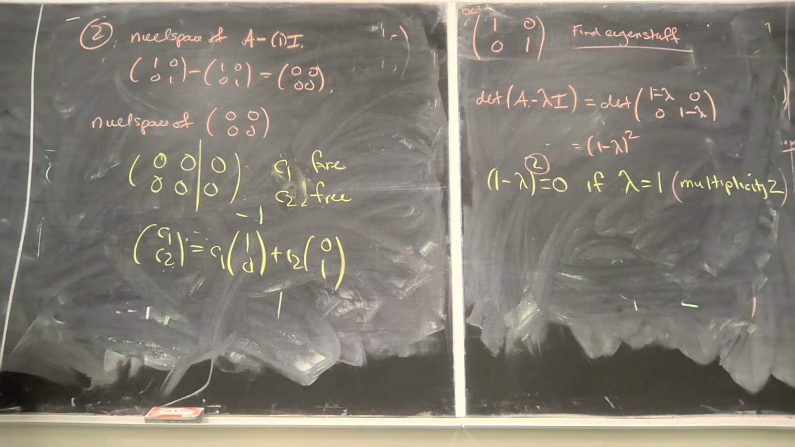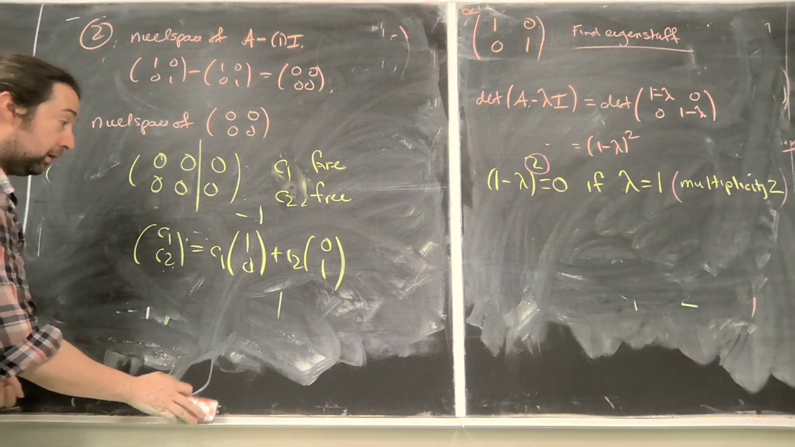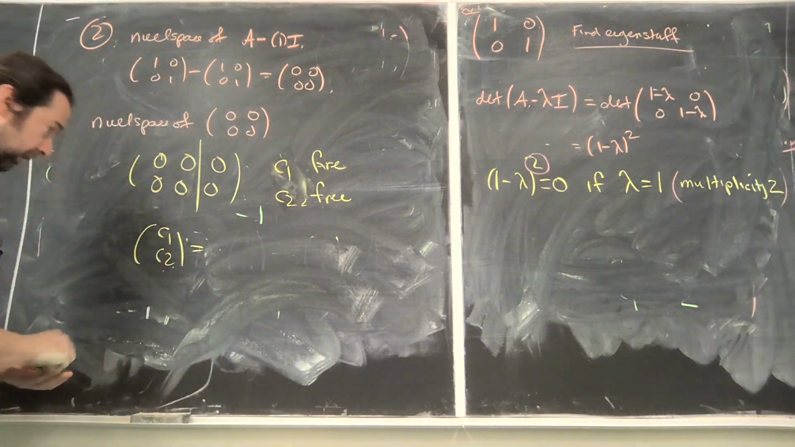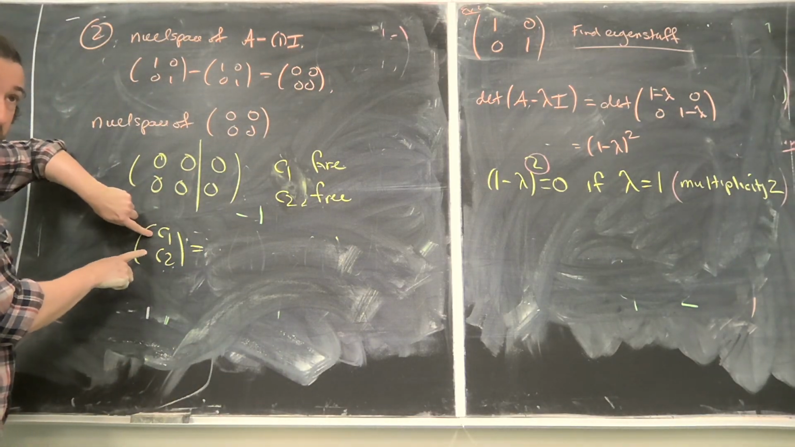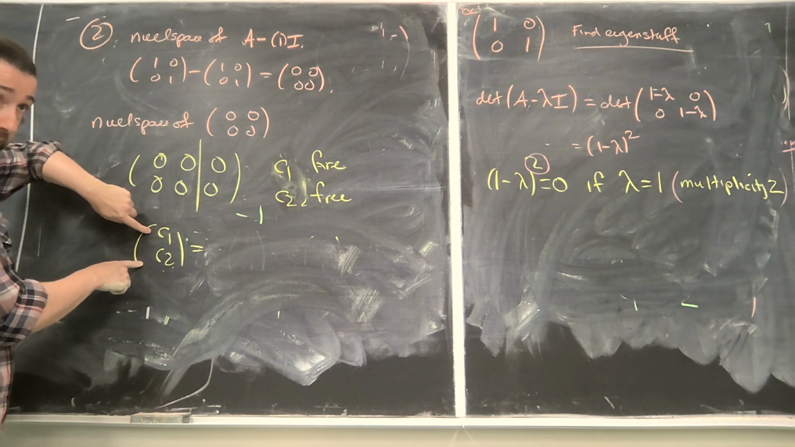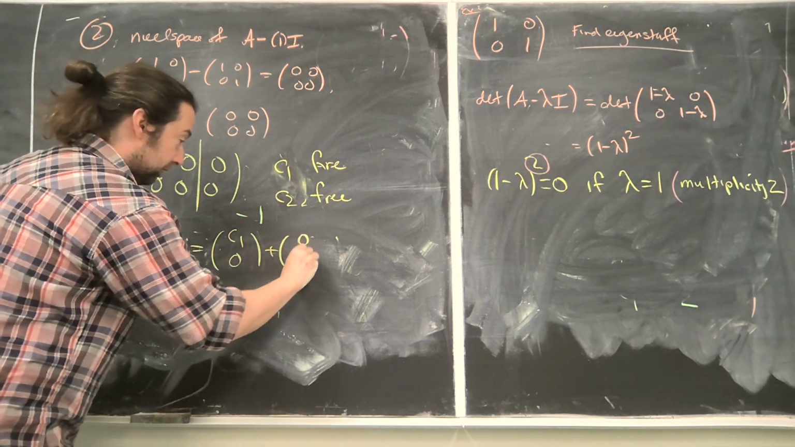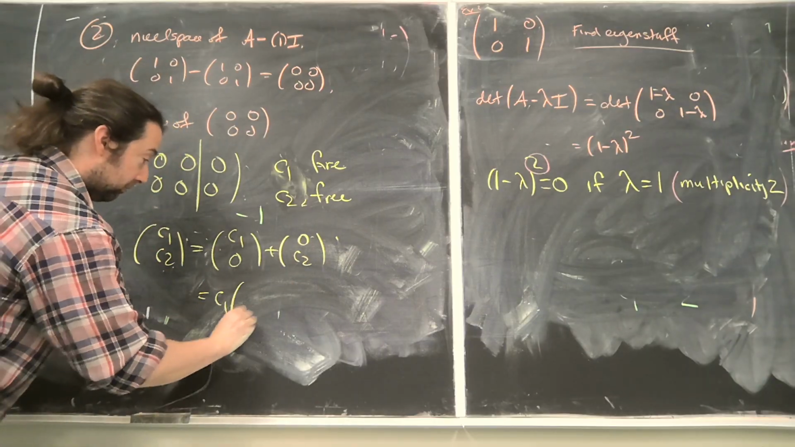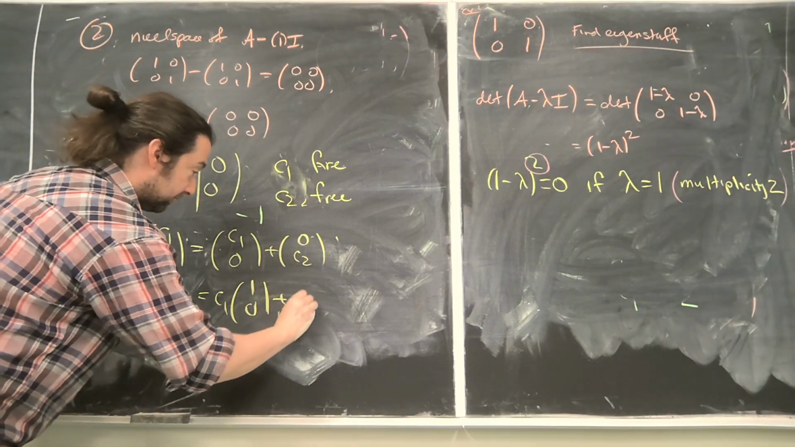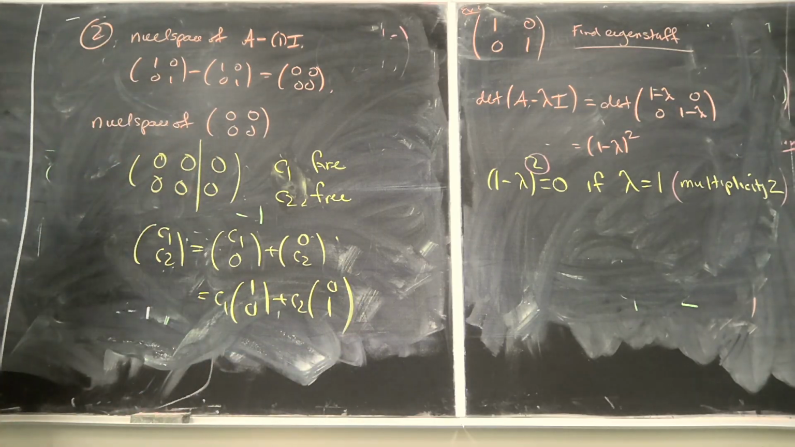Where do you have the one from? Are you just saying no because we have to? Oh, it's because there's no free variable here, so there's no relationship between c1 and c2 since they're both free. So you write this as c1, 0 plus 0, c2, which is c1 times 1, 0 plus c2 times 0, 1. So it's a dumb parametric solution, right?